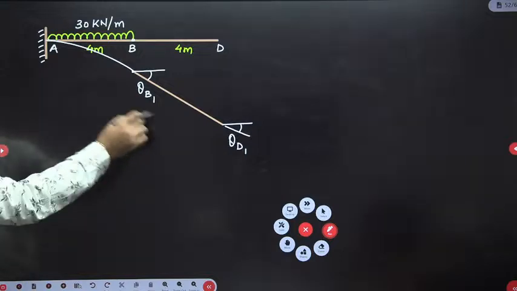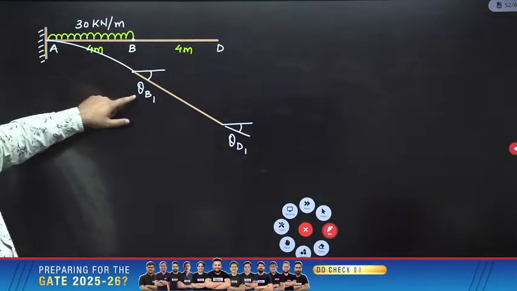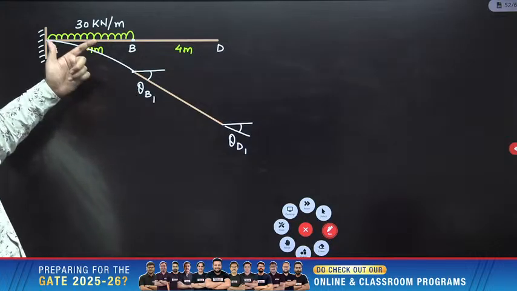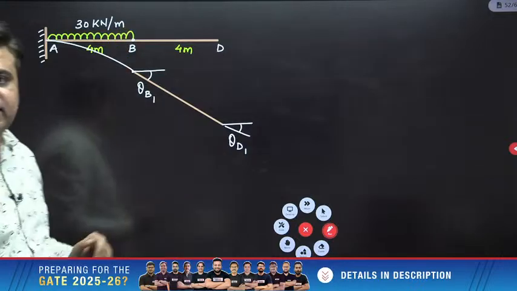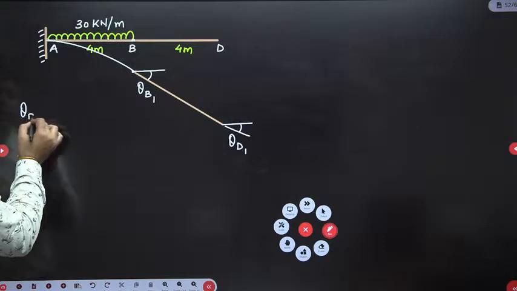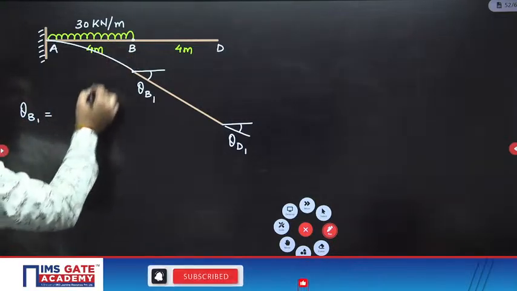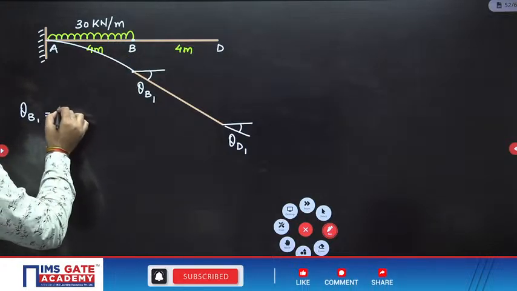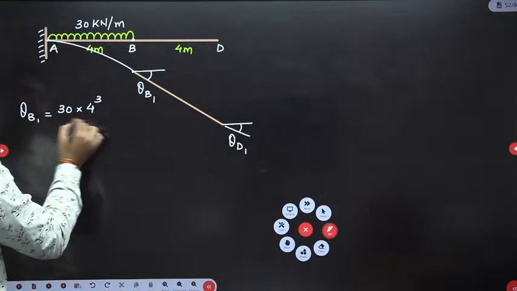So whatever will be the slope theta B1, the same will be the slope theta D1. Now how to calculate theta B1? Just consider this as a cantilever beam from A to B and use the standard result. So theta B1 is equal to WL cube upon 6 EI, and that is clockwise. So W is 30, L is 4 cube upon 6 EI.